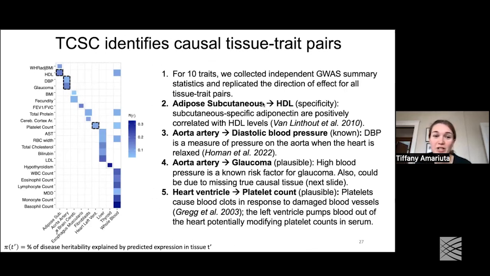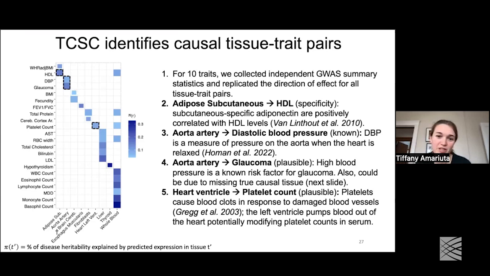Before I get into a summary of our results, I first do want to say that our results were able to replicate quite well. For 10 traits, we were able to collect independent GWAS summary statistics and found that the direction of effect was consistent. And for a large proportion of tissue trait pairs, we even re-identified a signal at 5% FDR, which was really heartening to see.